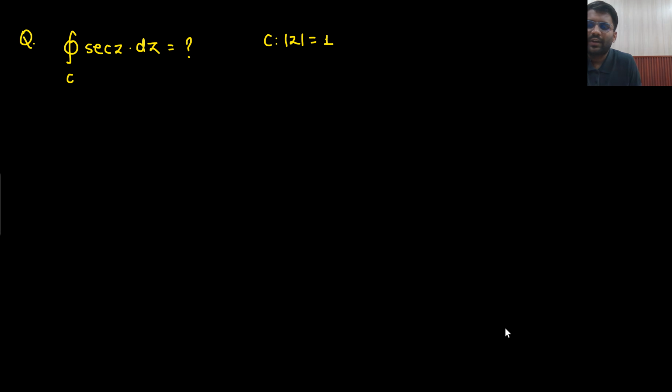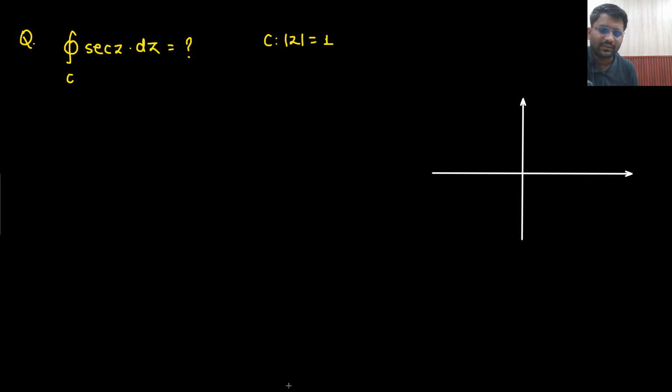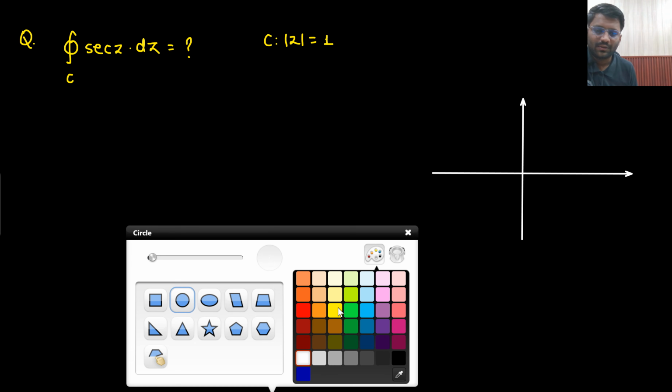Welcome back. So did you try this question? What you are supposed to find out is this closed line integral. What is your curve C? Your curve C is simply a circle with the radius of 1 and center at 0, 0. Right?